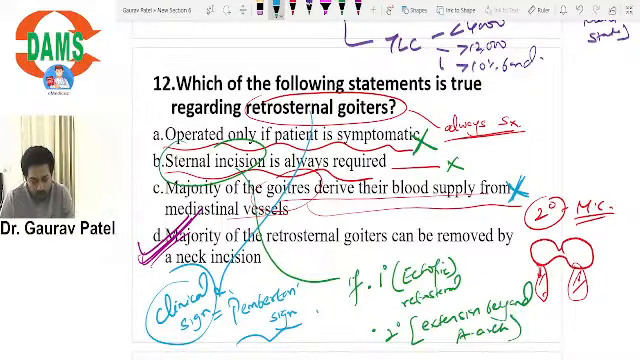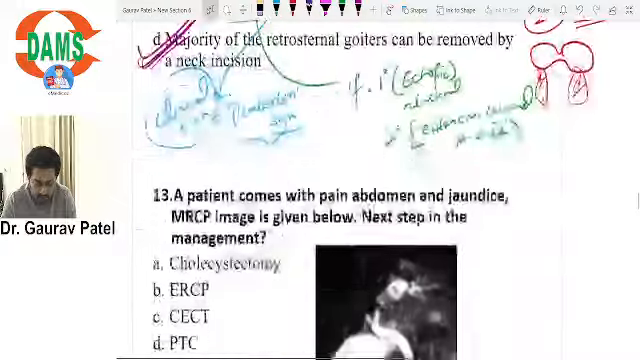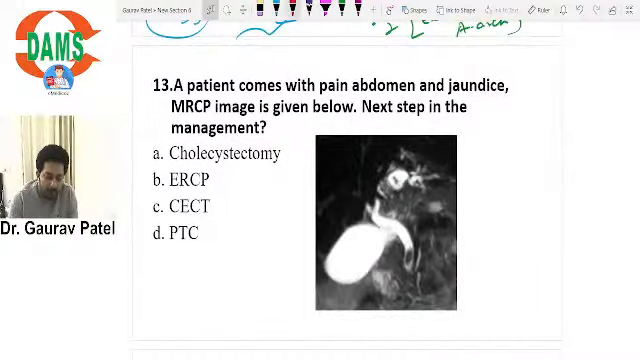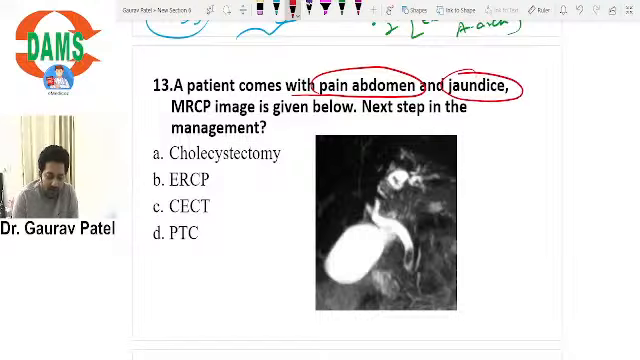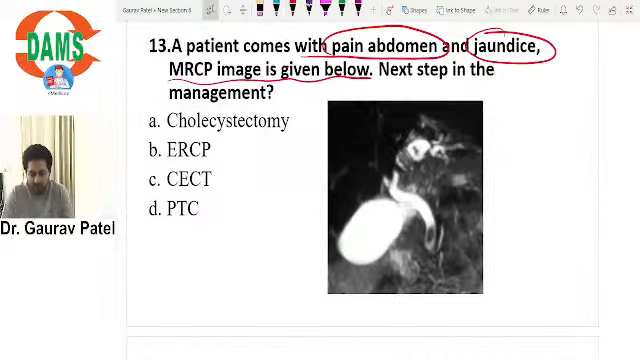Okay, so all are convinced why the answer should be D and why the other three statements are wrong. Okay, all convinced? Yes, now we'll go to the next question. A patient comes with pain abdomen and jaundice. MRCP is given below. What is the management? Tell me, what does the MRCP image show?